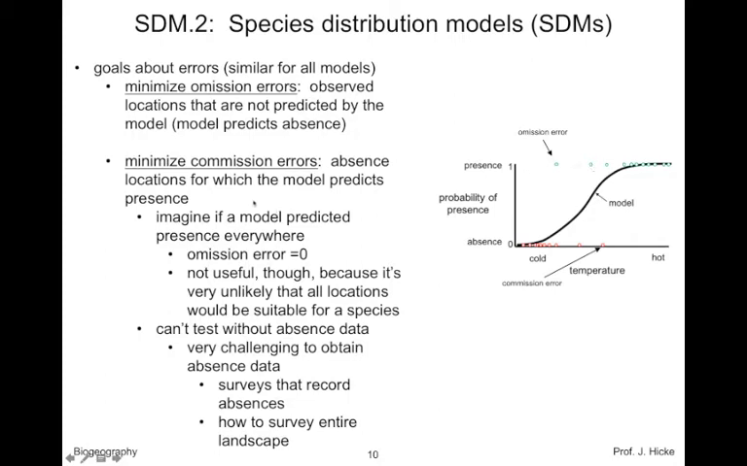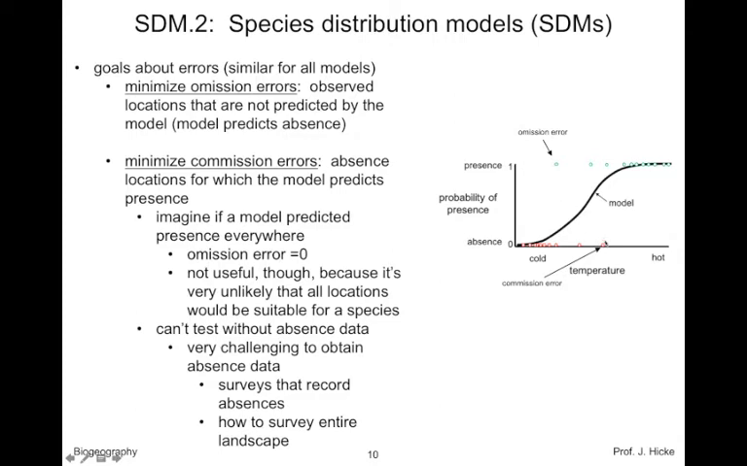So here's an example. Again, commission errors are hard because you need absence data, which isn't often recorded. But that's really important because if you're just interested in minimizing the omission error, you could have a model that predicts presence everywhere regardless of temperature. So that's this case here. If a model predicted presence everywhere regardless of temperature, then the omission error is 0, right? You've correctly predicted all of the presence values.